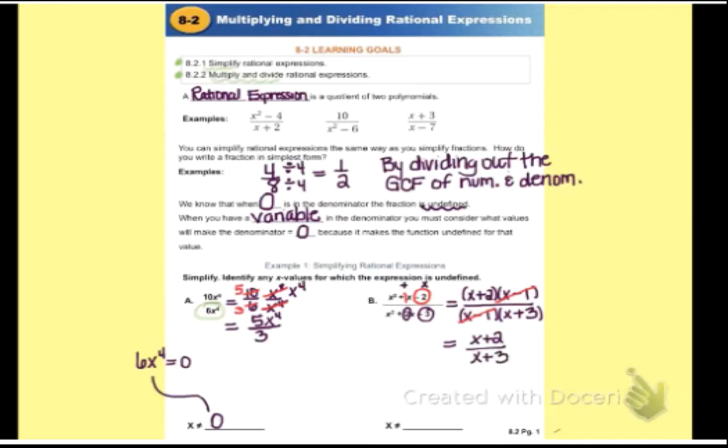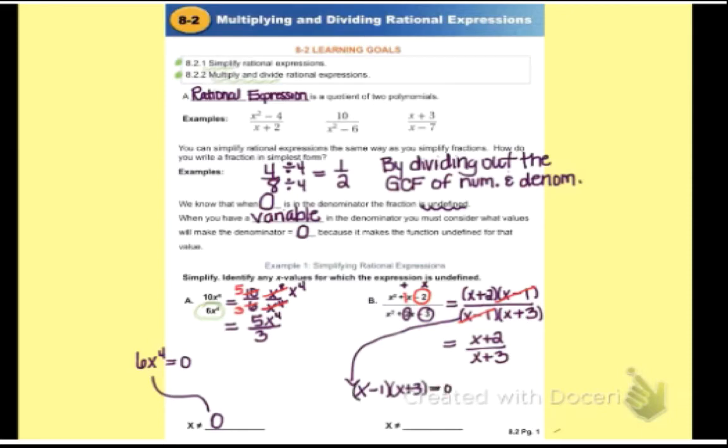Now we said that we have to make sure that this expression is never undefined, and so we have to exclude the values that would make it undefined. Now when we do that, we actually want to do that prior to any canceling. So we really want to go back and look at the denominator before we canceled anything out and see what would make that equal to 0.